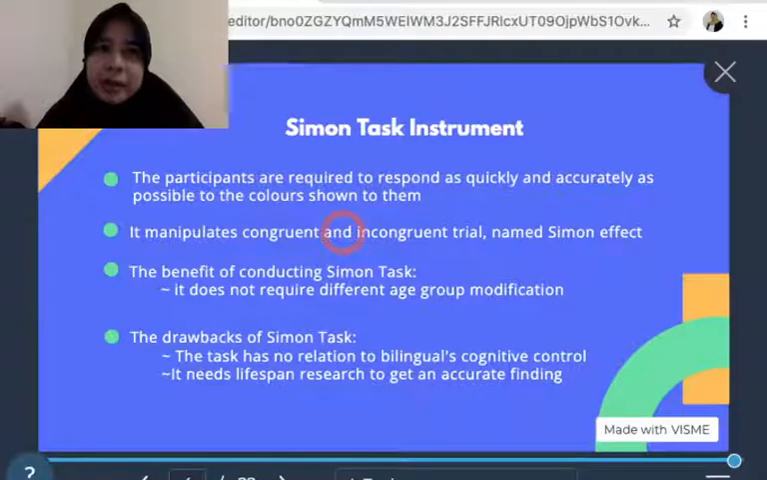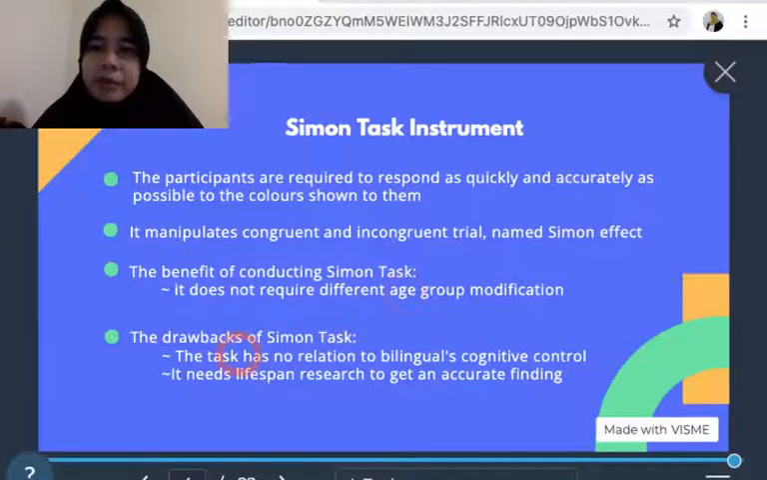A congruent trial is a response on the same side as the stimulus, and an incongruent trial is a response on the opposite side of the stimulus. Both congruent and incongruent trials are correct responses. This kind of response is called the Simon effect. The benefit of conducting the Simon task is that it doesn't require modification for different age groups. So every age group can participate in this Simon task instrument.